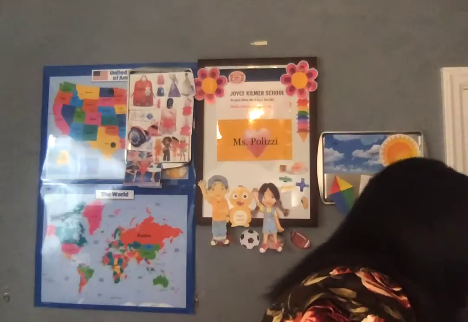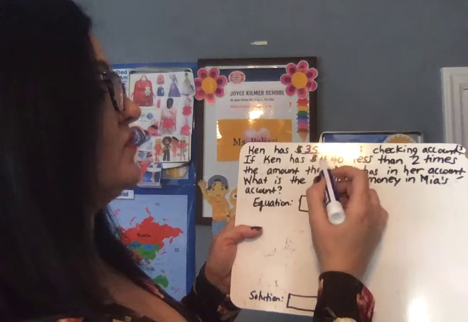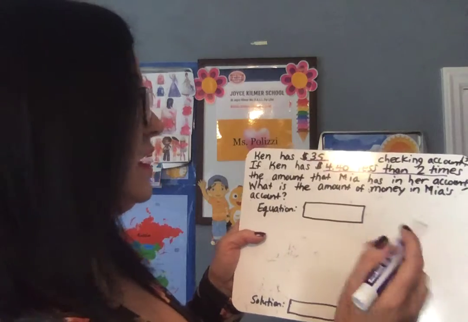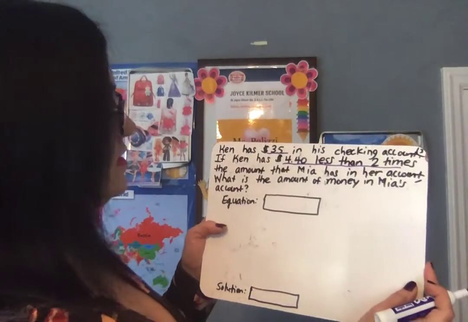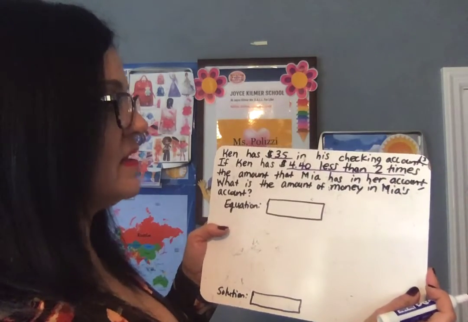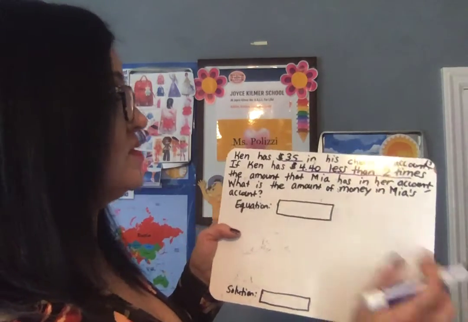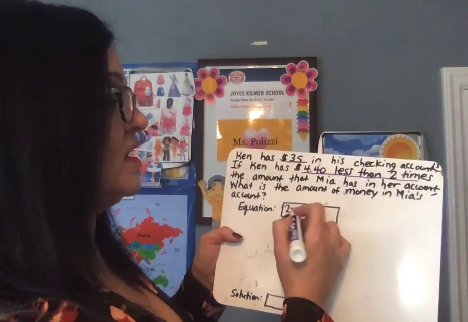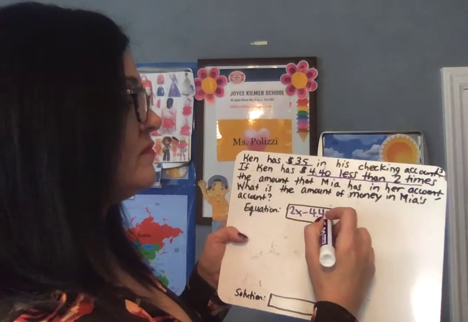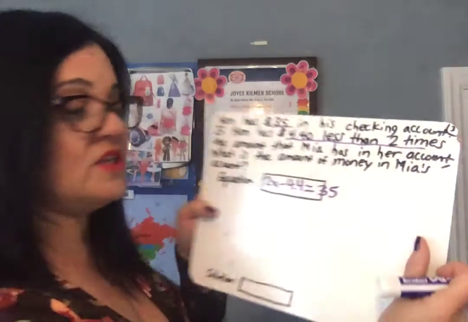The next type of problem that you might have is Ken has $35 in his checking account. If Ken has $4.40 less than 2 times the amount that Mia has in her account, what is the amount of money in Mia's account? So the first thing we need to do is create our equation. Well, what do we know in this case? We know that Ken has $4.40 less than 2 times the amount, so 2 times, that's 2x, right? And he has less $4.40, minus $4.40, equals the $35 that he has in his checking account. Okay, so that would be our equation.